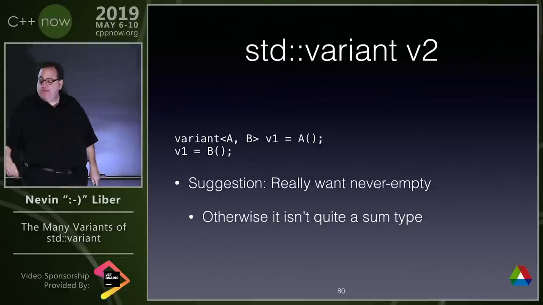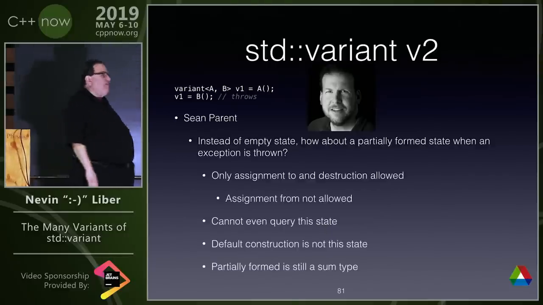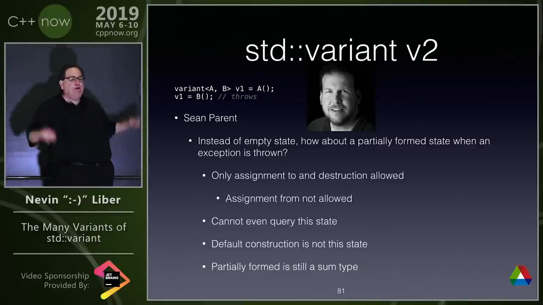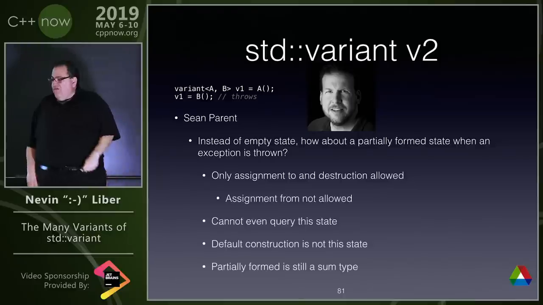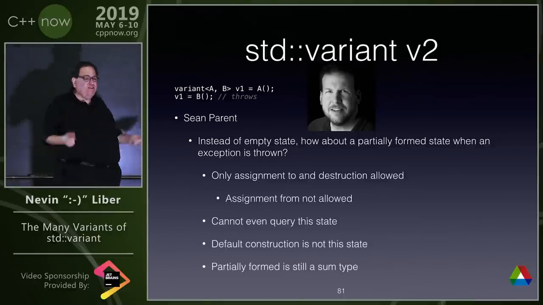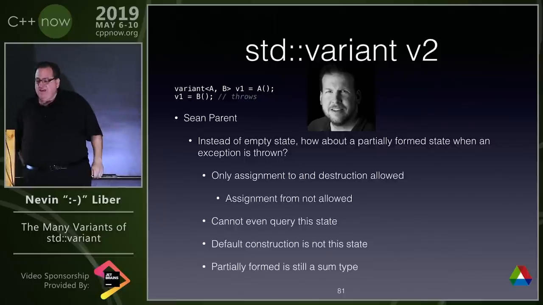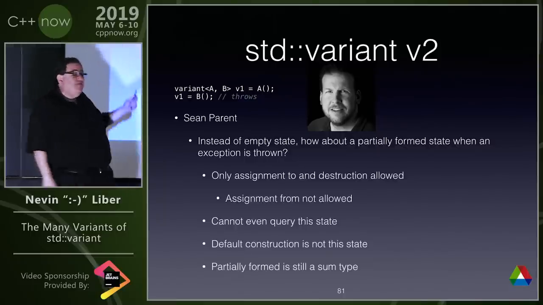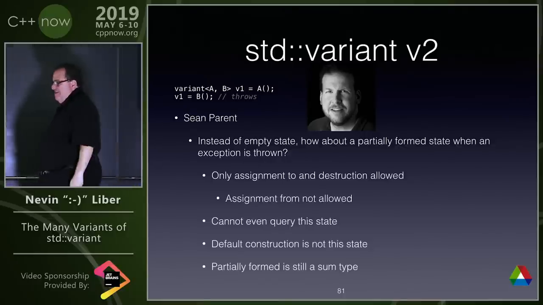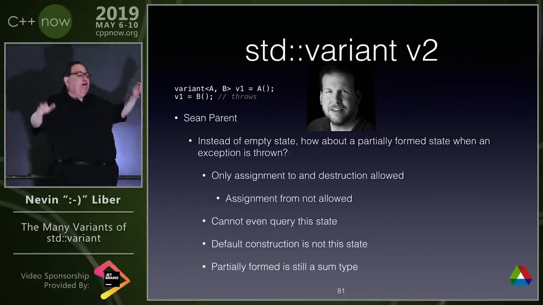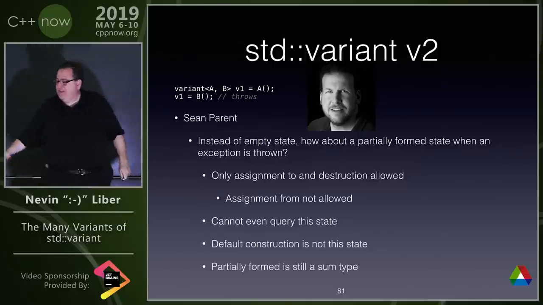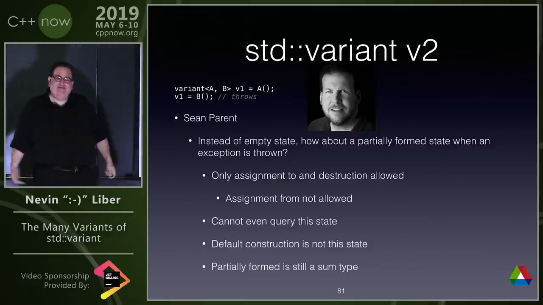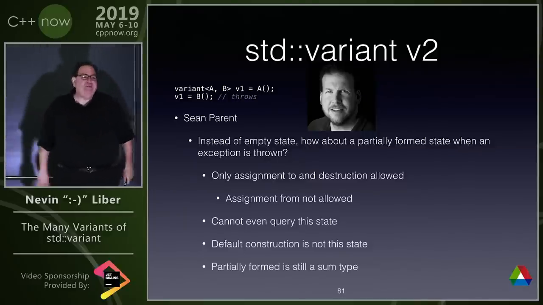And this discussion is going on, and then our friend Sean Parent chimes in. He says, instead of an empty state, what about a partially formed state? Where only assignment to it, not even from it, and destruction are allowed. Those are the bare minimum you need. And you can't even query what the state is. And default construction, importantly, is not the state either. It's just the bare minimum to get into the state. And his claim is that this is still a sum type. You can argue over that, and we did.